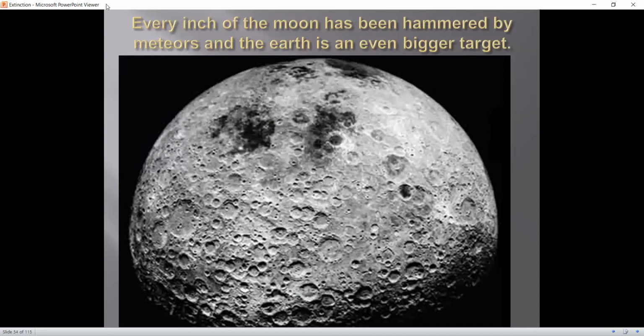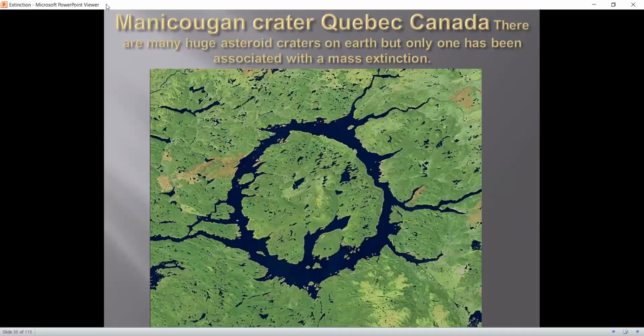And he said, if you look at the moon, that's what it looks like today, it is absolutely pockmarked with meteor craters. And it is way smaller than the Earth, very, very much smaller than the Earth. And yet it's been getting hit by meteors since eternity. So there should be meteor craters everywhere. And he said, we start looking on Earth.